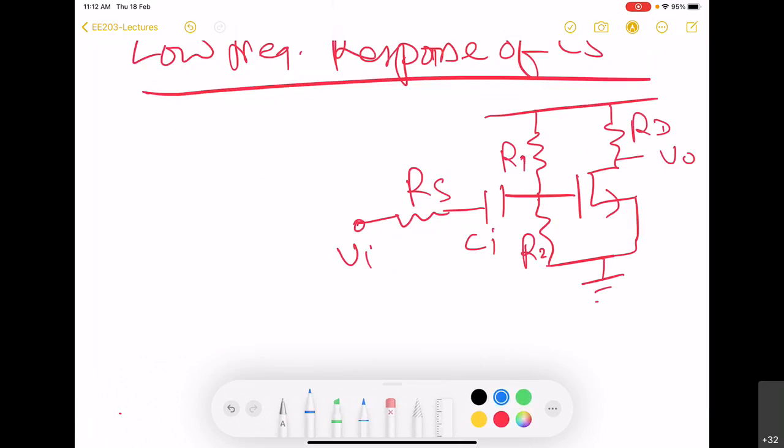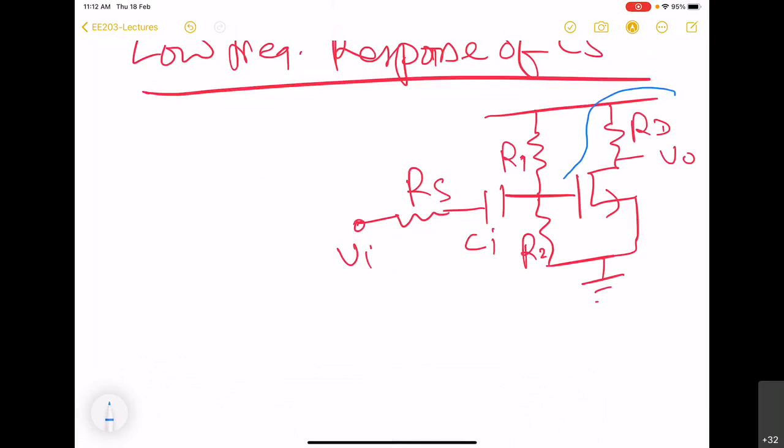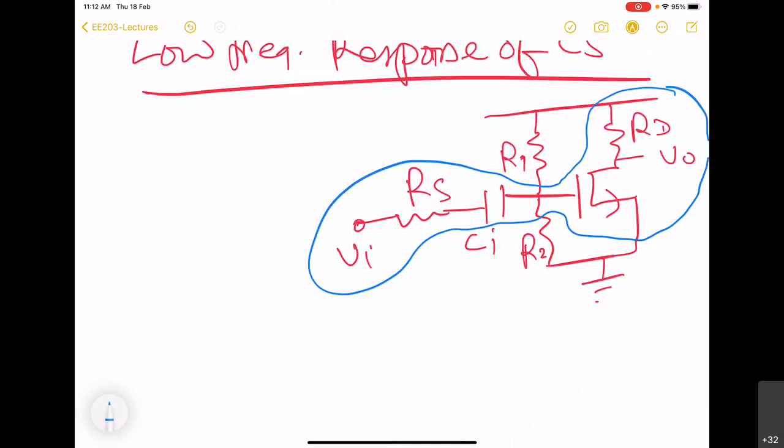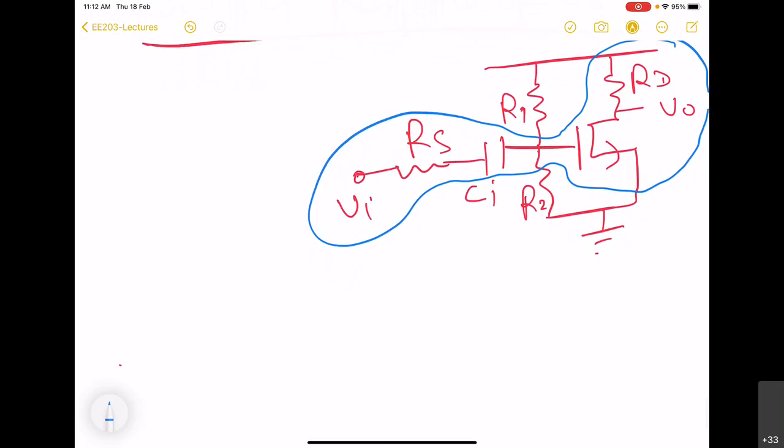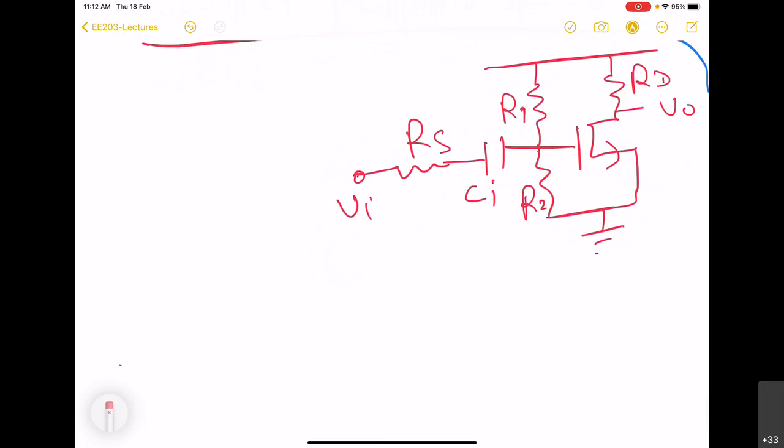So last time when we discussed the high frequency response, we considered only this much part, right? And we excluded R1 and R2. They could have also been included, but it would have only complicated the analysis. So that is why we excluded. But we will see that this time we will have to include them. We cannot exclude them.